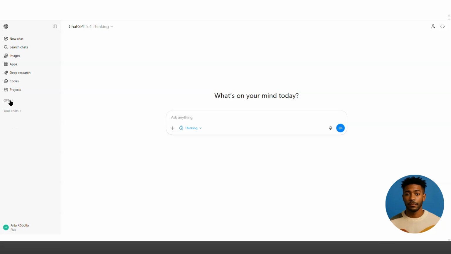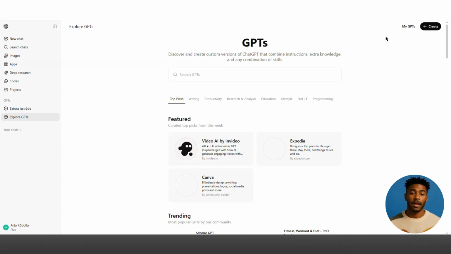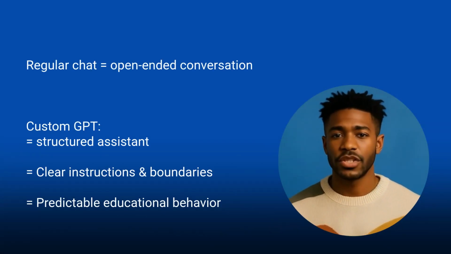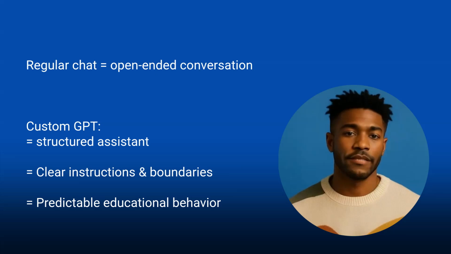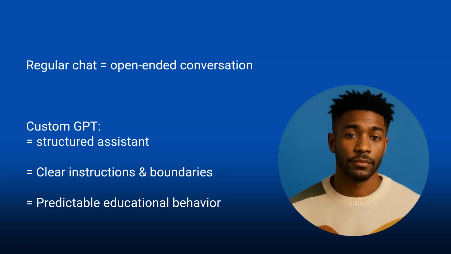Now that we're logged in, we need to open the area where we can build a custom GPT. Look at the left sidebar. If you see Explore GPTs, click Explore GPTs in the left sidebar. On the Explore page, look for the Create button, usually near the top right or top area of the page. Click Create. This opens the GPT Builder. Think of this as moving from a regular conversation to a structured assistant with defined instructions and boundaries, exactly what our framework recommends for predictable educational behavior.